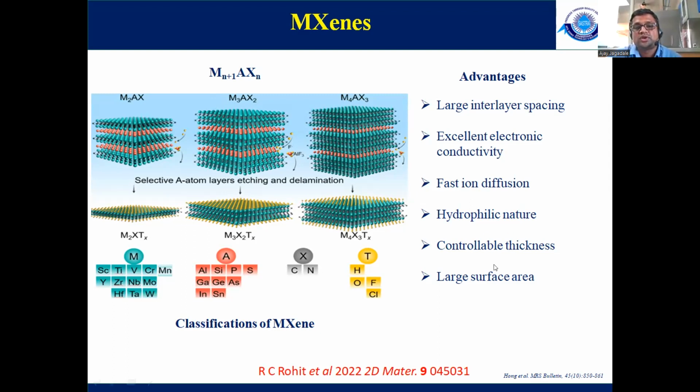The fourth important point is hydrophilic nature. Since it is hydrophilic in nature, it can be used in aqueous electrolytes, and it provides intimate contact between electrode and electrolyte. Its thickness is also controllable. One can simply deposit this slurry on the electrode material, and it has a large surface area because it is made of two-dimensional materials, and it provides a very huge surface area or electrochemically active sites for electrochemical reaction.